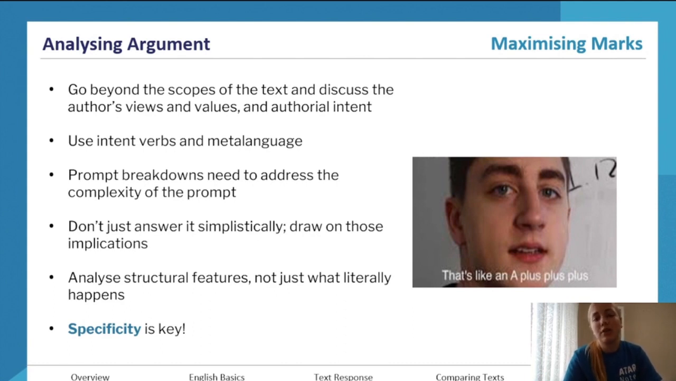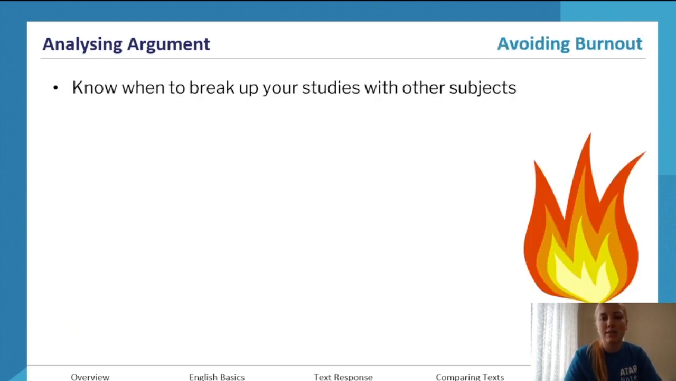Try to pick up some elevated vocabulary, such as text-specific vocabulary for your text, names of structural features, context-specific vocabulary, and so on and so forth. Prompt breakdowns should address the complexity of the prompt and follow the suggested format that I've given you for planning your arguments, for them to not be boring and for them to have that progression of ideas and be really nice and elevated. Draw on the implications of your prompt. Ask yourself, okay, if so, then what? Why is this important? What are the consequences of what this prompt is suggesting? And analyze structural features, not just plot and characters, and aim to be really specific with your analysis.